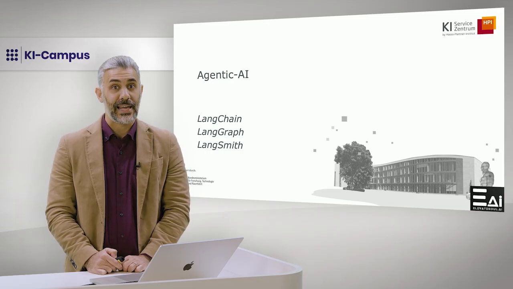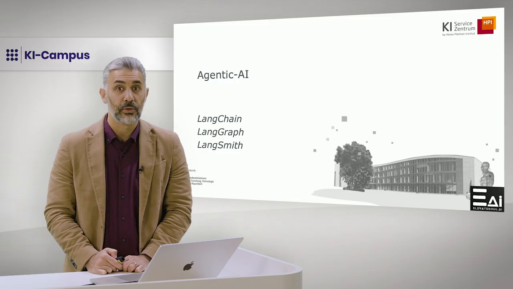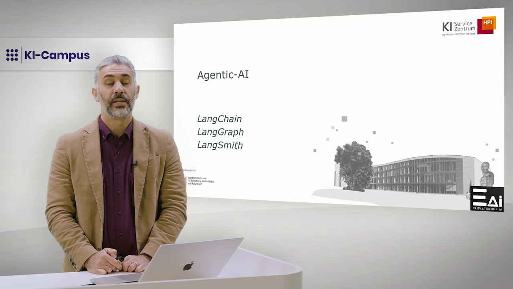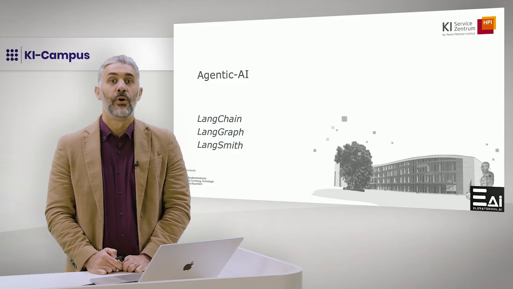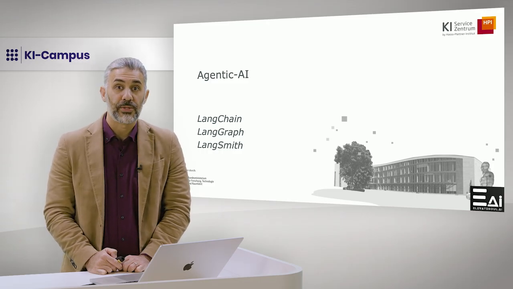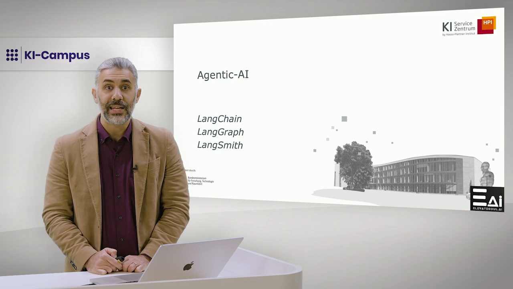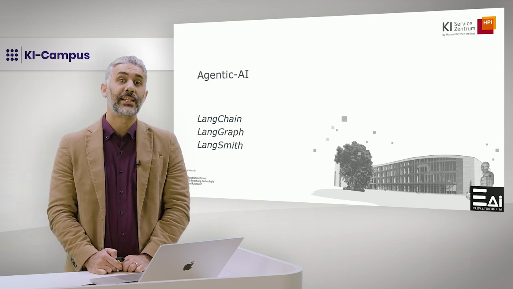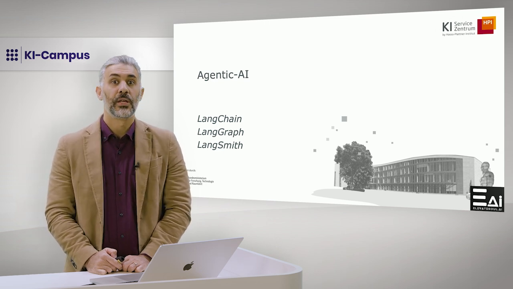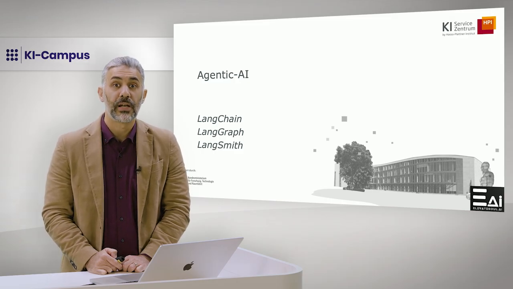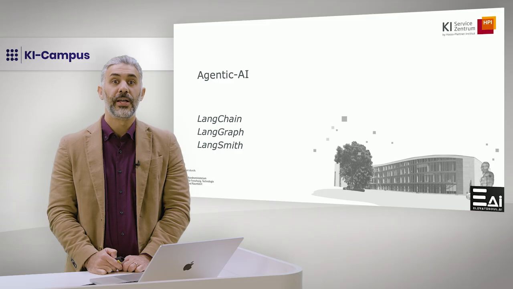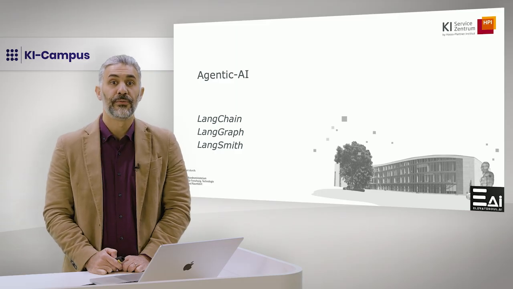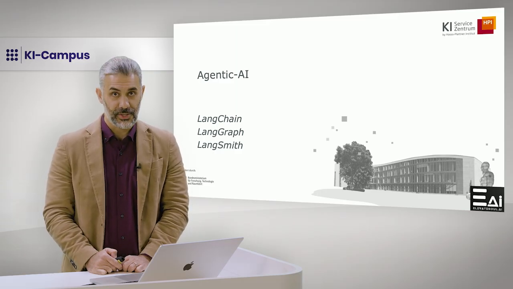The first one is LangChain, the core framework for connecting models, tools, memory, and reasoning steps. The next one is LangGraph, workflow and state management for multi-step and multi-agent systems. And the last one is LangSmith, evaluation and monitoring for testing agents and improving reliability. Together, they offer a developer toolset for turning LLMs into agentic systems.